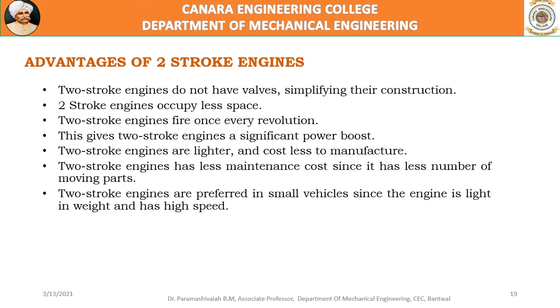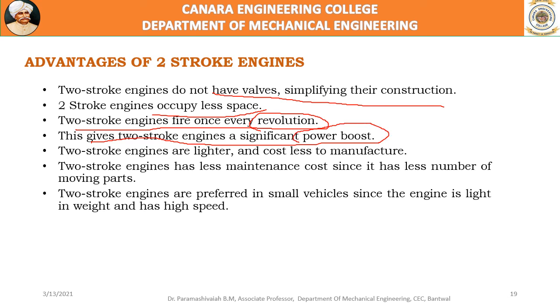The advantages of two-stroke engines. Two-stroke engines do not have valves, simplifying their construction. Construction is simple because there are no valves. Two-stroke engines occupy less space. Two-stroke engines fire once every revolution. For one rotation of the crank, one power stroke. So hence more power. This gives two-stroke engines a significant power boost compared to a four-stroke engine.